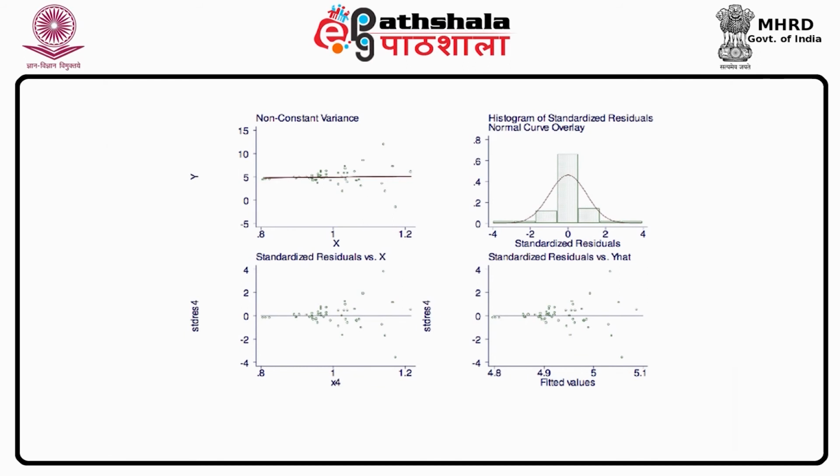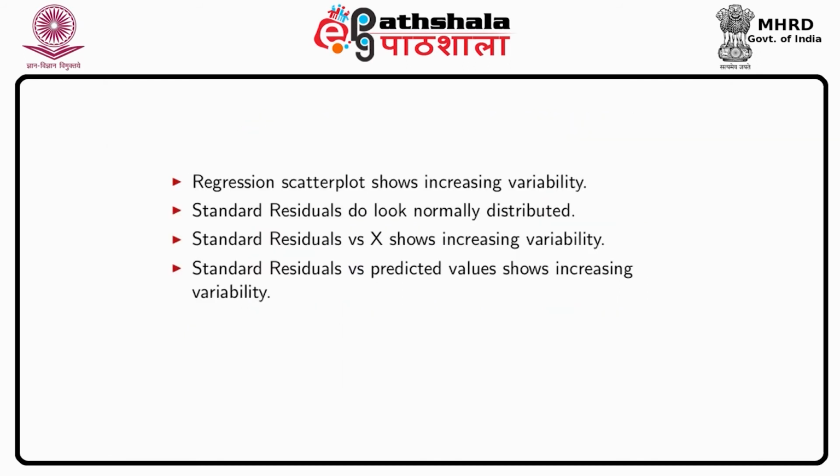So, the final conclusions would be: regression scatter plots show increasing variability in the plot of y against x. The standardized residuals do look normally distributed. However, standardized residuals versus the x and the predicted value show increasing variability, because initially they are all close to one another, and slowly as we increase the value of x and fitted values, the scatter plot starts getting wider and wider.